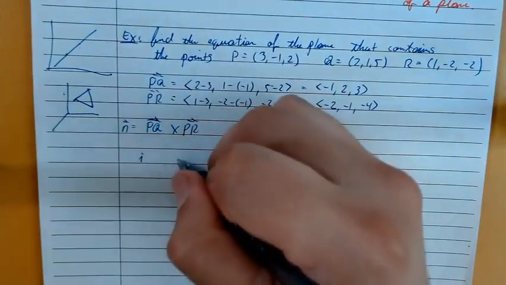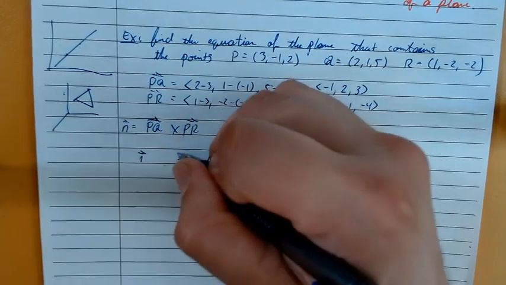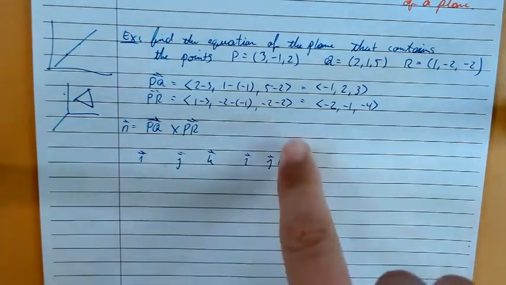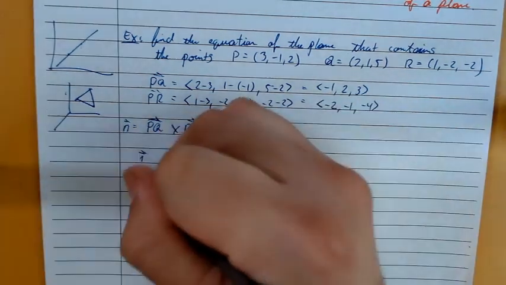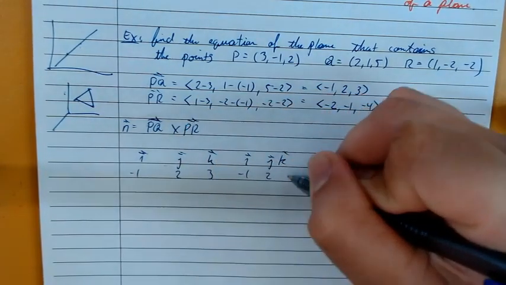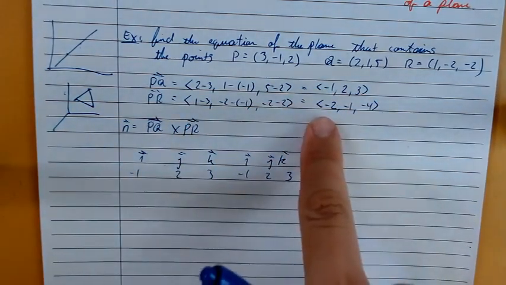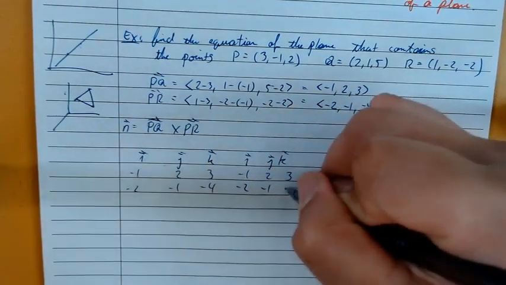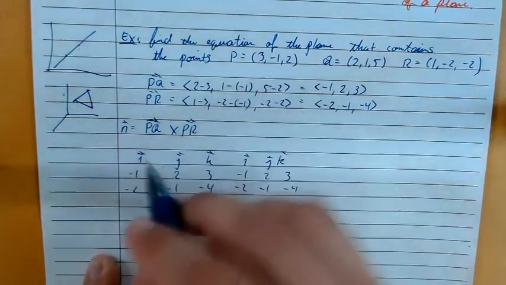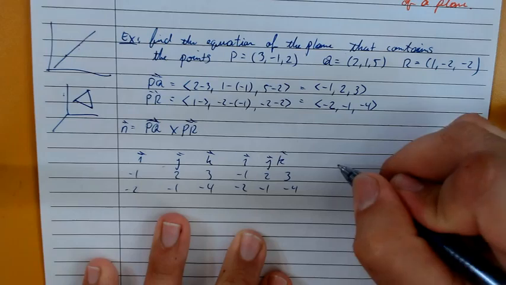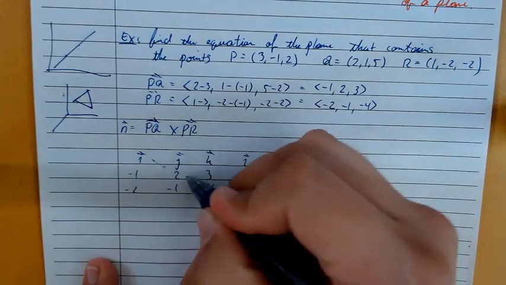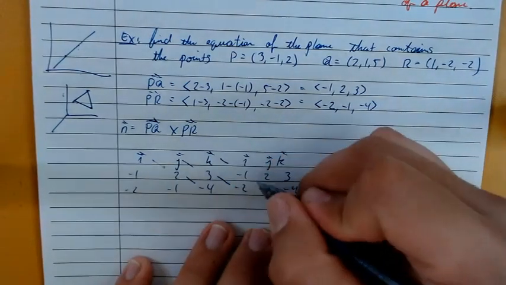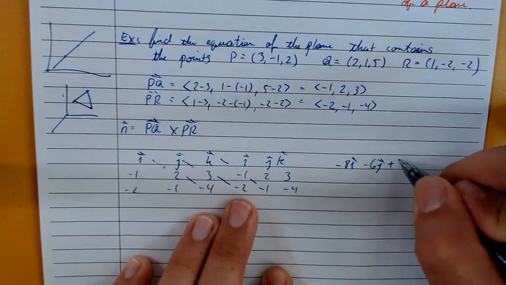I want to do this by using this determinant method, IJK. And then let's see, where's my PQ? Negative 1, 2, 3. And then my PR is negative 2, negative 1, negative 4. And here we go. This will be negative 8i. This will be negative 6j. And this will be positive 1k.